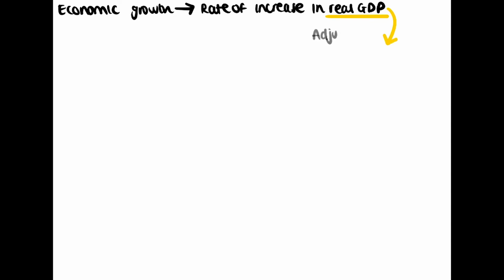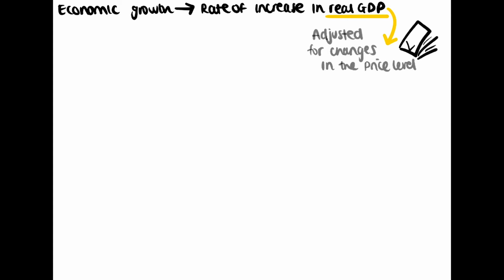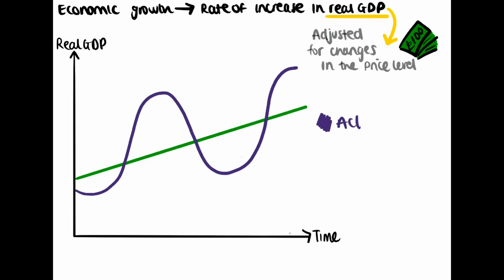Economic growth is the rate of increase in real GDP. Real GDP is adjusted for changes in the price level. Now let's take a closer look at the different stages of the economic cycle.